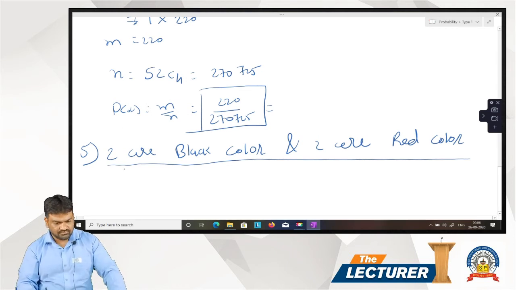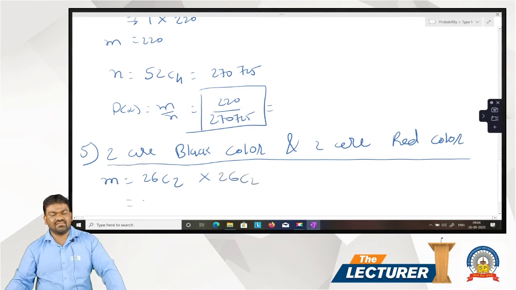So M, favorable result. Out of 26 black color cards, 2 will be selected. Out of 26 red color cards, 2 will be selected. 26C2 multiplied by 26C2. 26 multiplied by 25 by 2, 325, multiplied by 325. That is 105625.